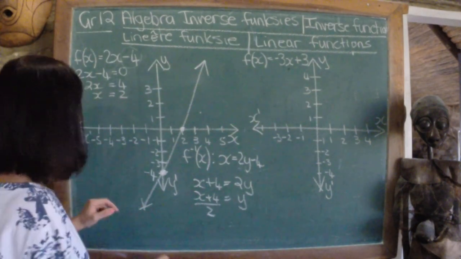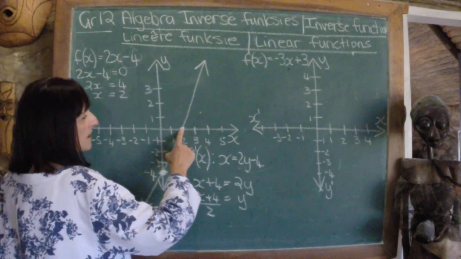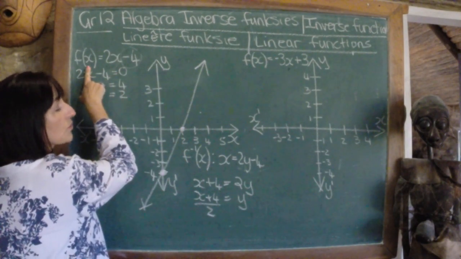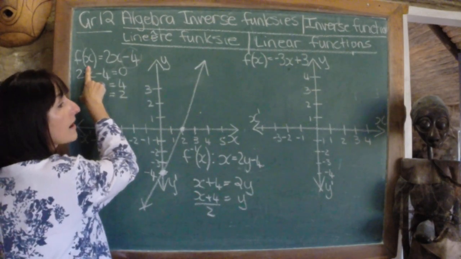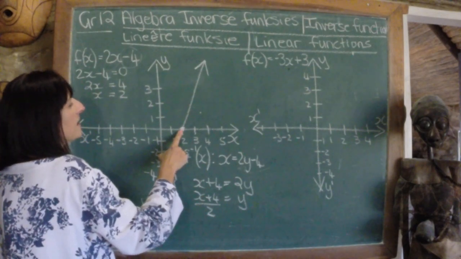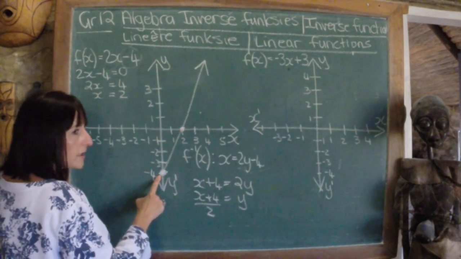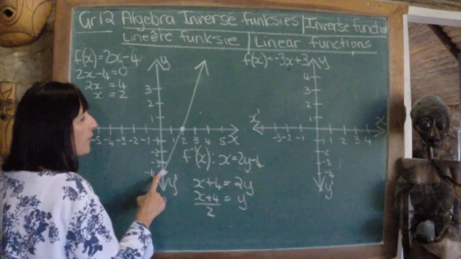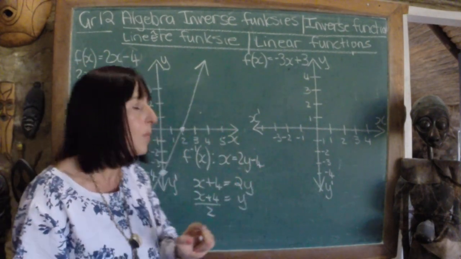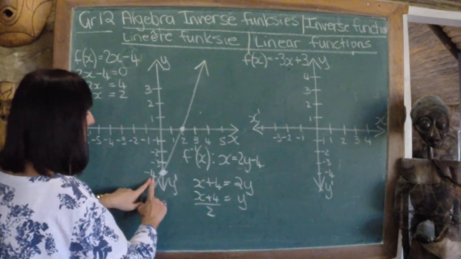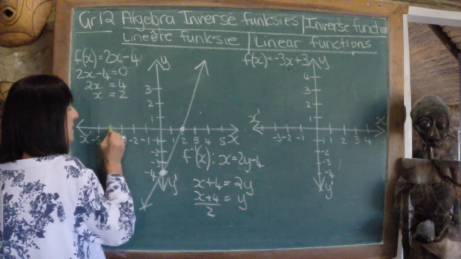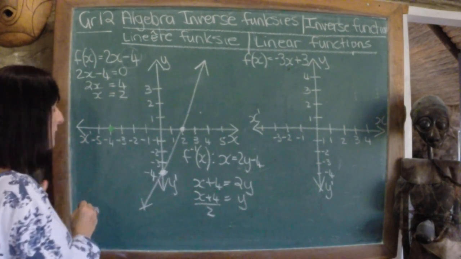Kyk gou baie mooi. My x-afsnit was plus 2 by my oorspronklike funksie f(x). So, wat gaan my x-afsnit nou wees? Nie 2 nie. My x-afsnit gaan ek op die oorspronklike funksie se y-waarde kry, want by inverse funksies draai die x en die y om. Therefore, I'm gonna take minus 4 as my x-intercept for my inverse function.